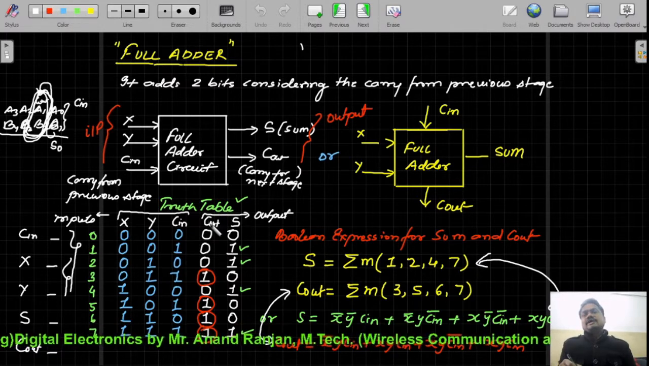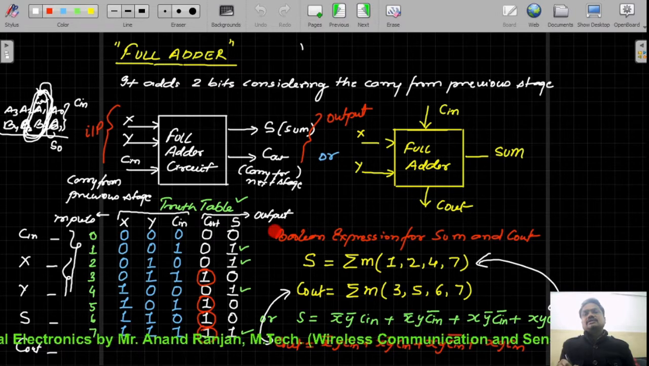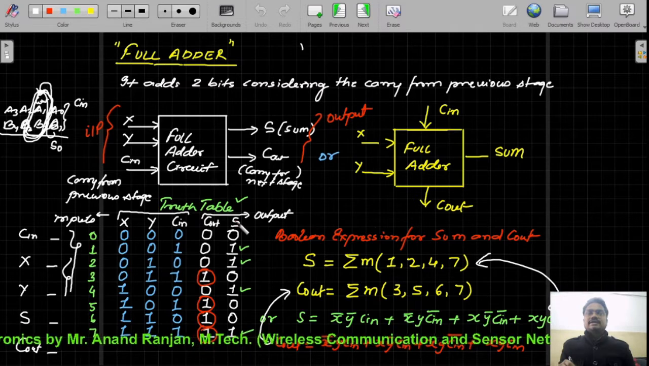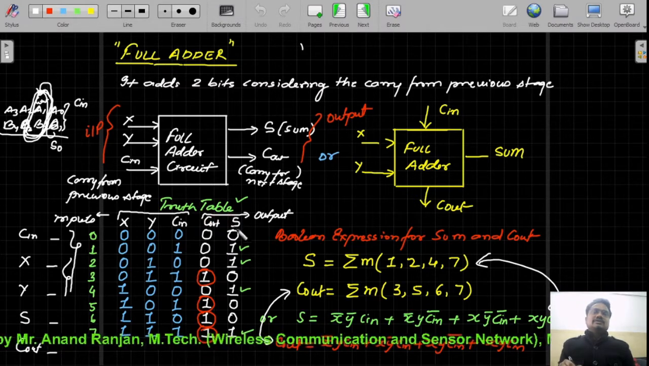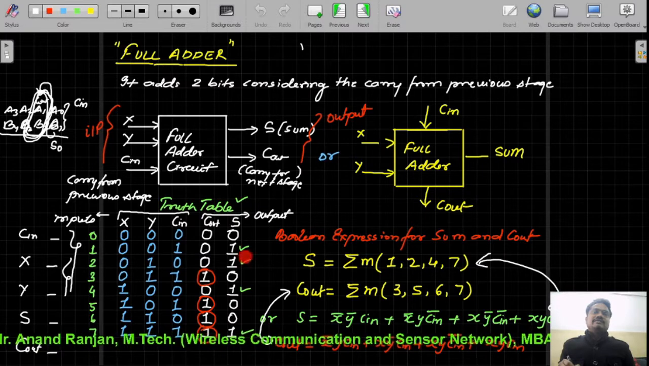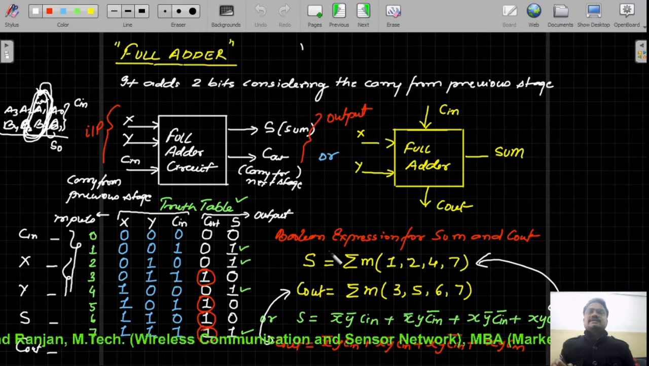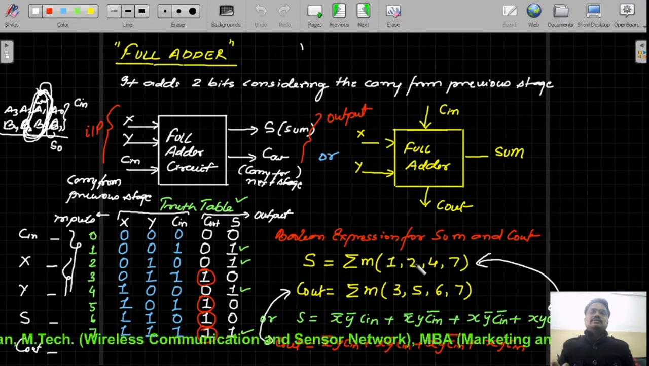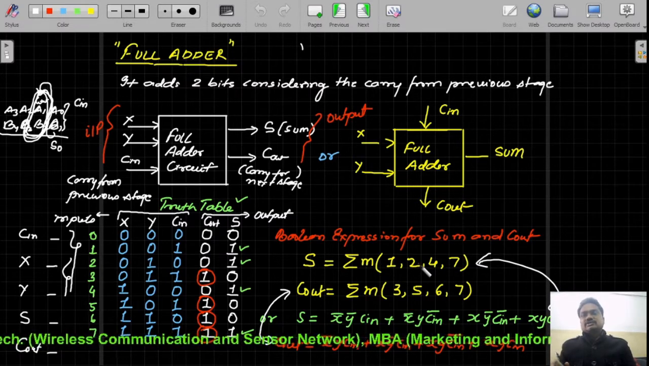Now, in the next step, we have to write the Boolean expression for sum and the Boolean expression for carry out. So again, we have to look at these columns. If we look at the sum column, wherever we have 1, the corresponding minterms will constitute the S expression. So we write S is equal to sigma m(1, 2, 4, 7). This is the compact form, or the minterm representation, of the sum expression.